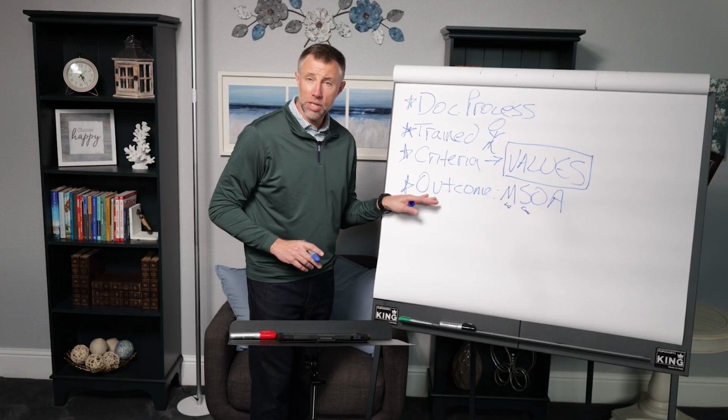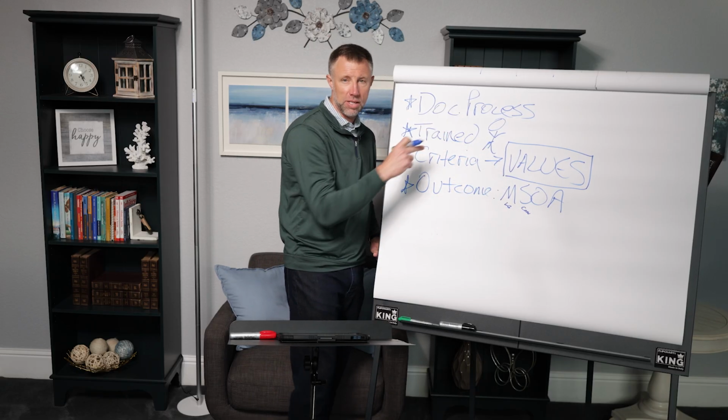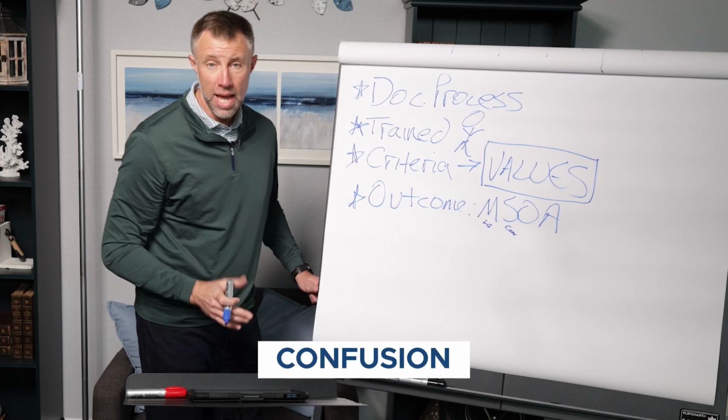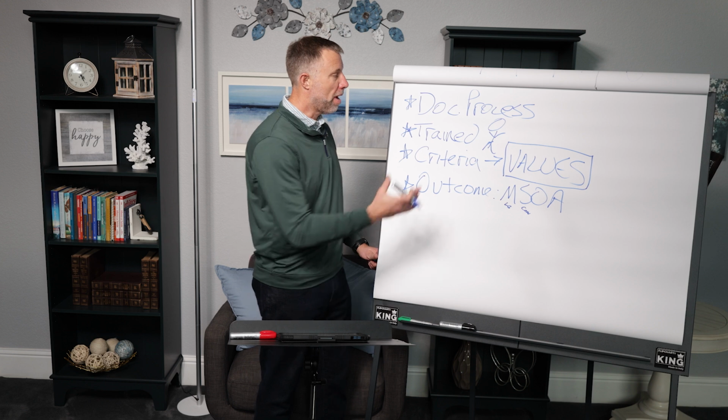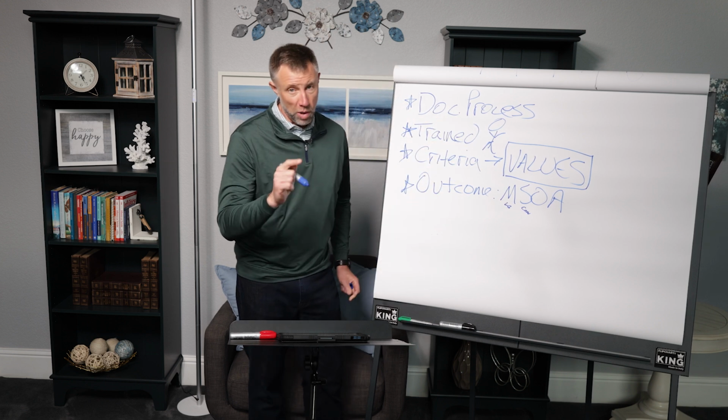Make sure the outcome is clear within the guidelines of the values so you can train the people on the process to get it done. A process without an outcome creates confusion. They don't know why they're working it. But when we have a process with a clear outcome and what we're looking for, that is radical and focused.